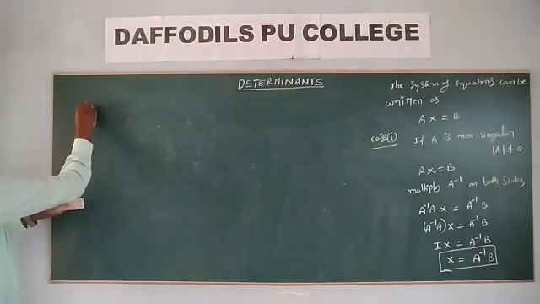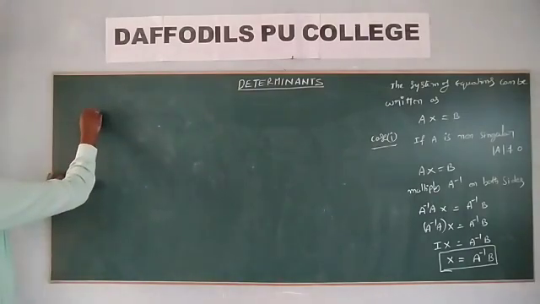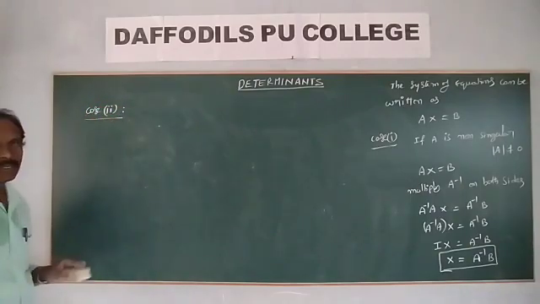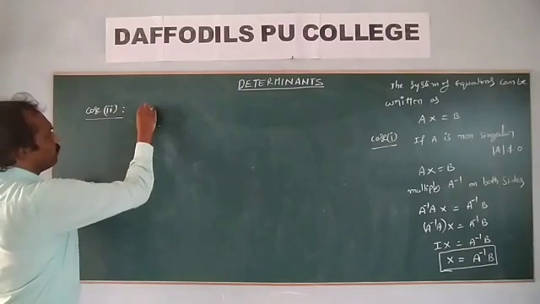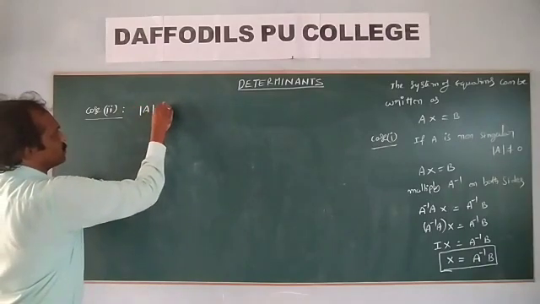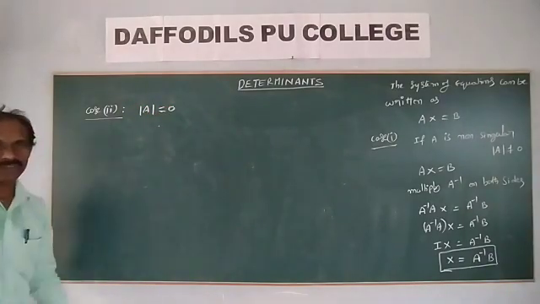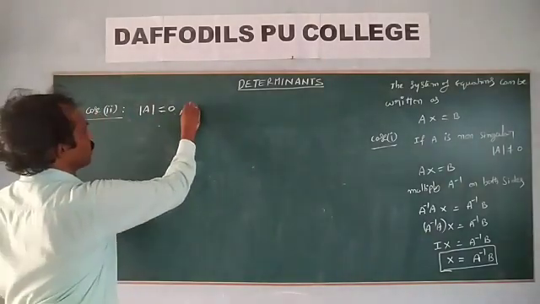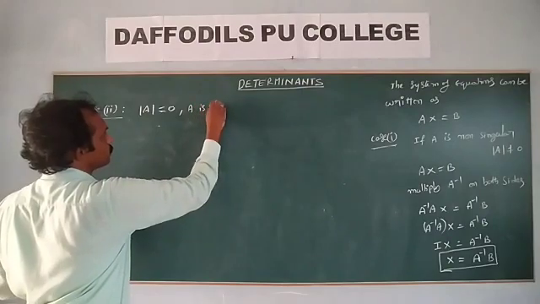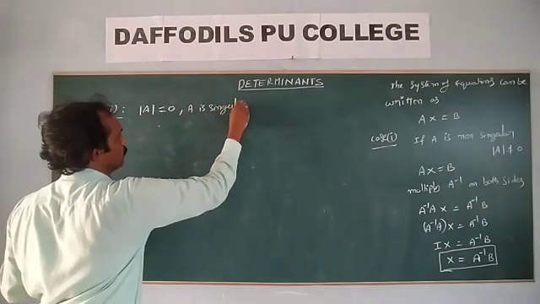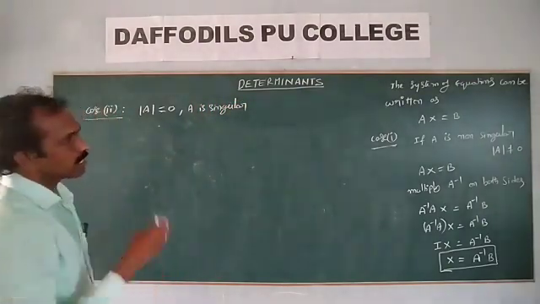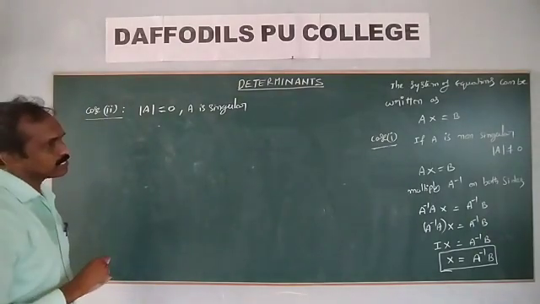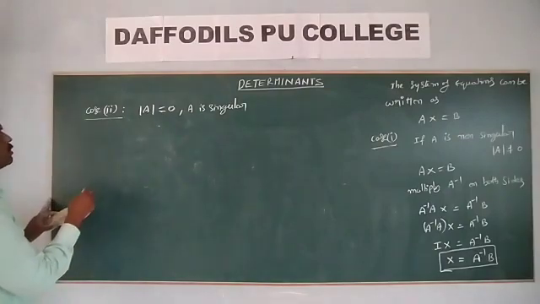Case 2. If the determinant of A is equal to 0, it is a singular matrix. A is singular. That determinant of A equal to 0 means A is a singular matrix. Then further check.